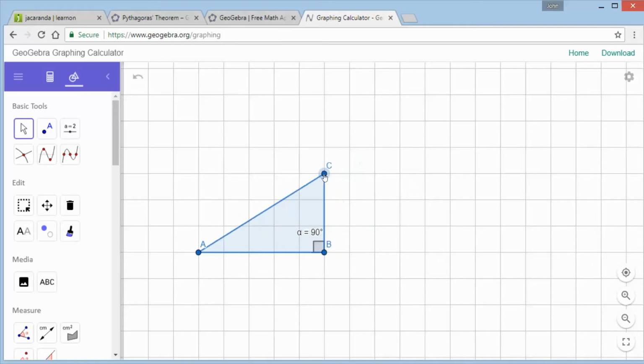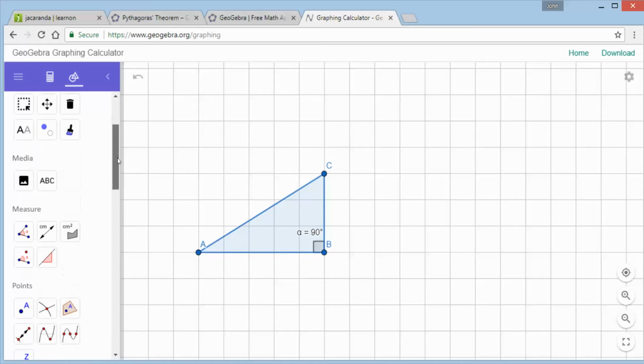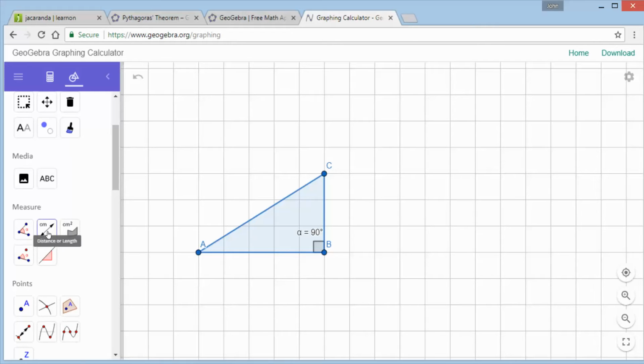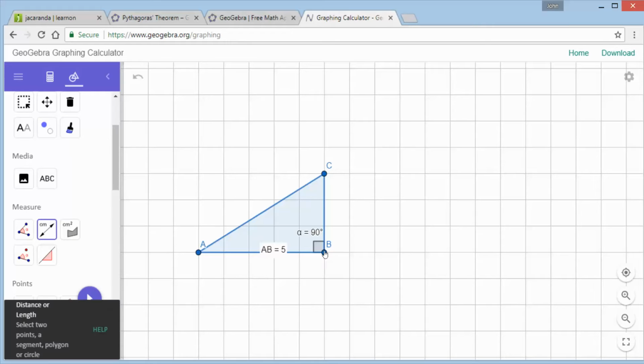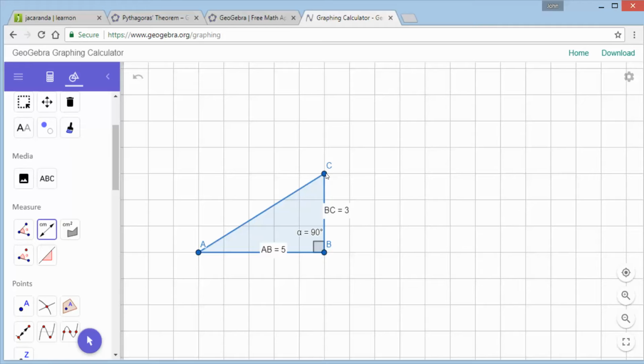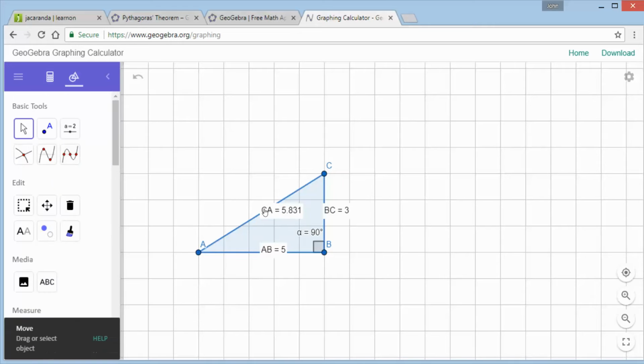Okay, we're almost ready now to do Pythagoras' theorem. I'll just pause the video for a second. So what is Pythagoras' theorem? It's to do with the lengths of the triangle. So I can use this tool under Measure, press A and B, and I'll put the length there as AB, and I'll do the same for the other side. I'll press on B and C, and BC is 3 units, you can see from the grid. And then if I press C and A, we get the length of the longest side.